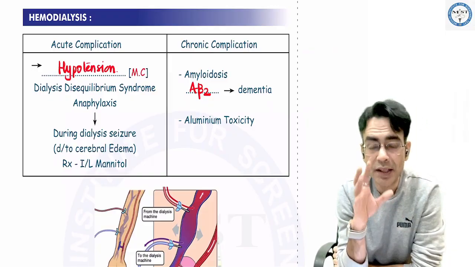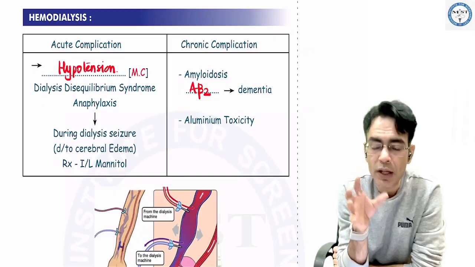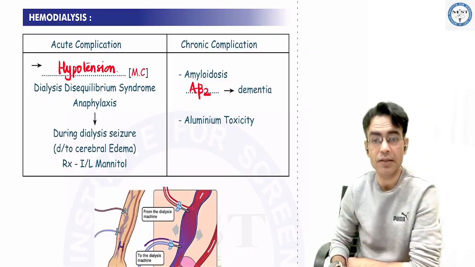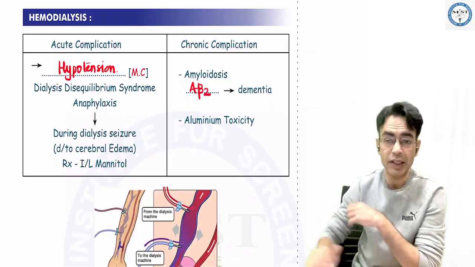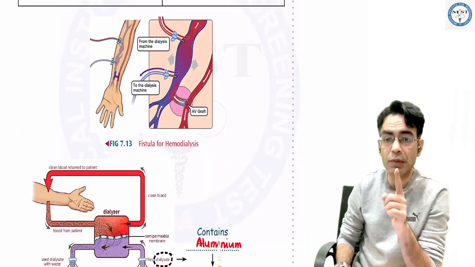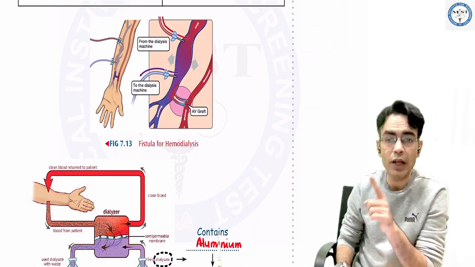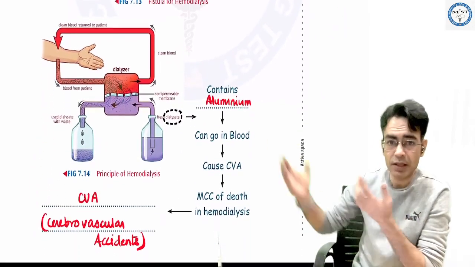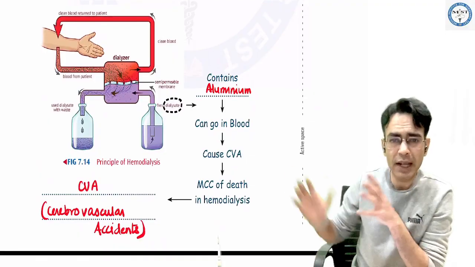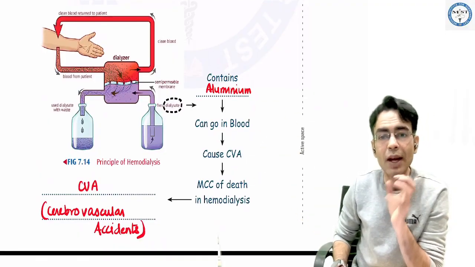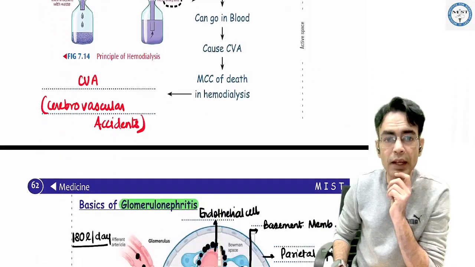Hemodialysis ka acute complication is hypotension more commonly, and the chronic complication is aluminium toxicity leading to cerebrovascular accidents. And even cardiovascular accidents can also be seen. Now, whenever we are doing hemodialysis, you have to make a fistula. I hope you remember between which vessels, radial artery and cephalic vein. You call it the Cimino-Brescia fistula. Okay, and this is how you are doing it. And as I said, aluminium toxicity can be seen in these patients, leading to cerebrovascular or cardiovascular complications.